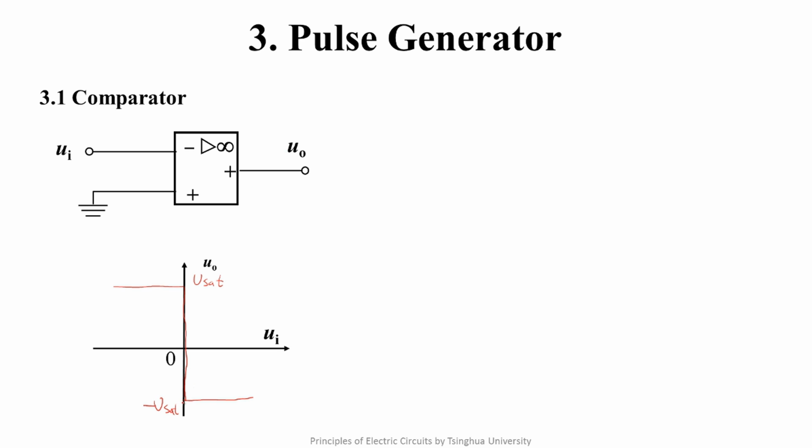Once the input decreases to less than 0, the non-inverting input signal is greater than the inverting signal, and the output changes to positive saturation. This is the input-output characteristic curve of the comparator. What's the function of the comparator with such a characteristic curve?